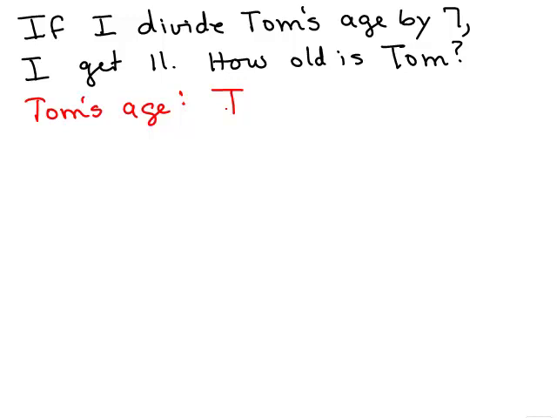All right, now this is a little bit tricky. It says if I divide Tom's age by 7, I get 11. So we want to start off with Tom's age and divide by 7. So we're going to take T divided by 7. Then it says I get 11. I get means equals 11.